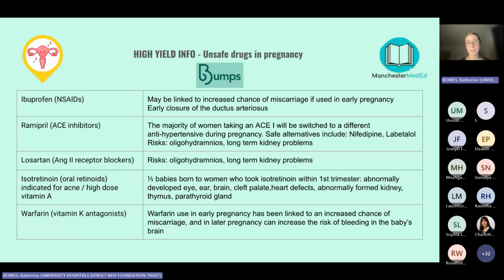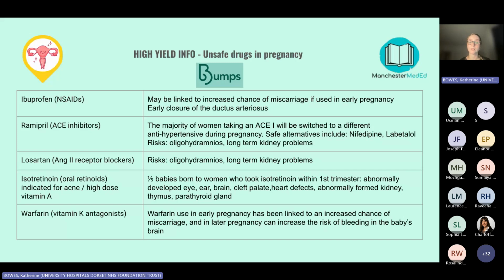So ACE inhibitors as well. So there's a risk of kidney problems and not having enough amniotic fluid. Same with Ang2 receptor blockers, so losartan. And then another one to be aware of in pregnancy is definitely the oral retinoids, so isotretinoin that's used for acne. So that can cause quite severe defects within an unborn child. So they're listed just on the slide here.